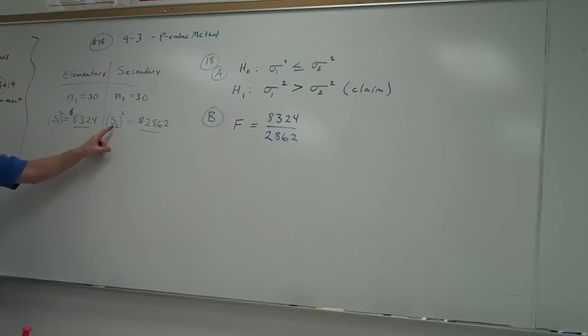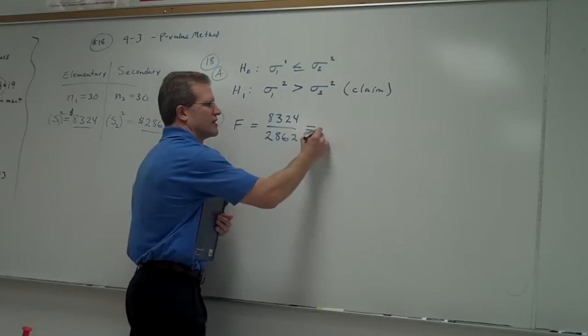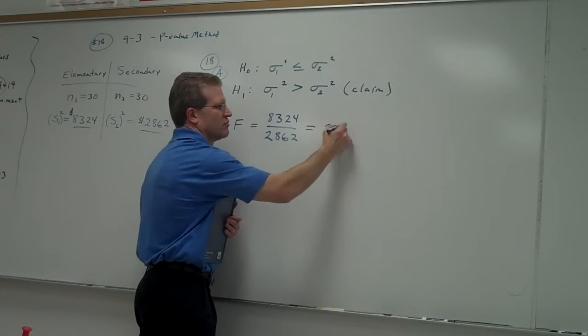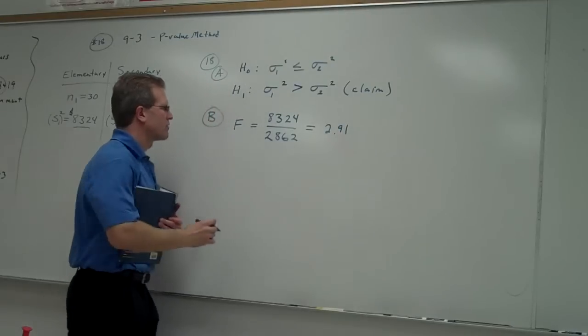If they weren't squared, then they would have called these standard deviations. But when they call them variances, that tells me they're already squared. Anyone know what that comes out to when you divide those two numbers? 2.91. Thank you. Okay.